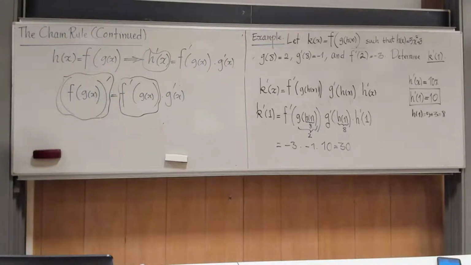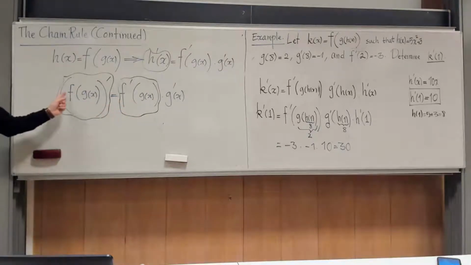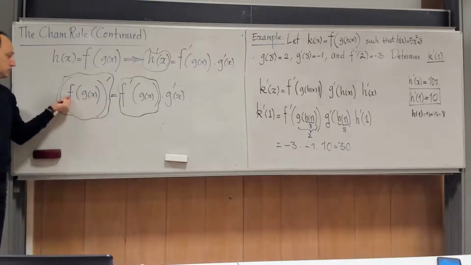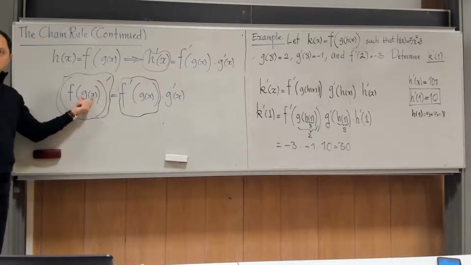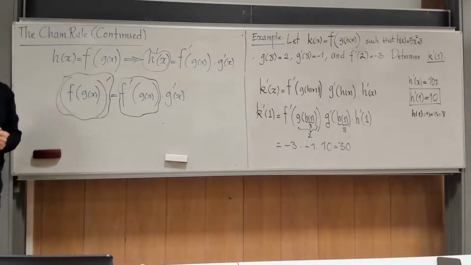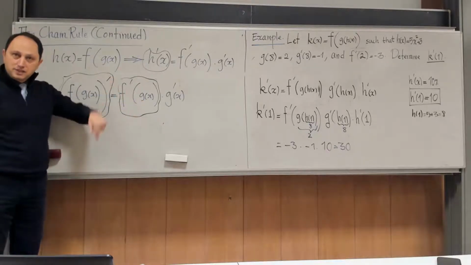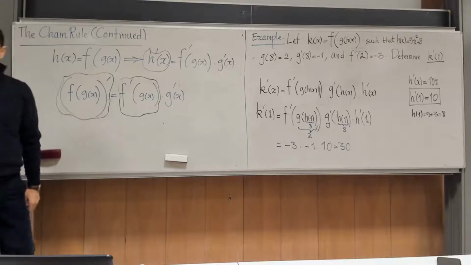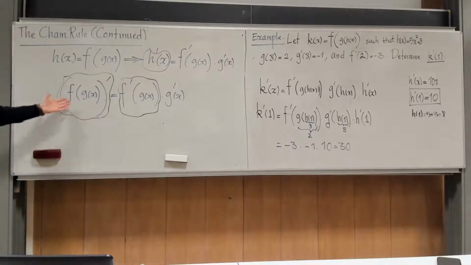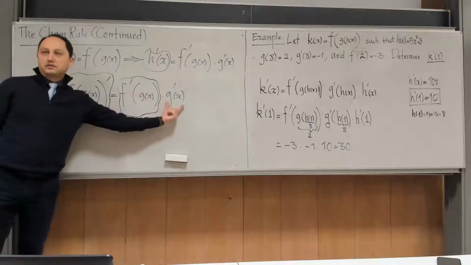Okay, what is the difference between these two symbols mathematically? This means that first you need to replace x with g of x. You get a new function. Then you take the derivative. This is the other way around. You first take the derivative and then replace x with g of x. And this shows that they are not the same. They differ by this factor.